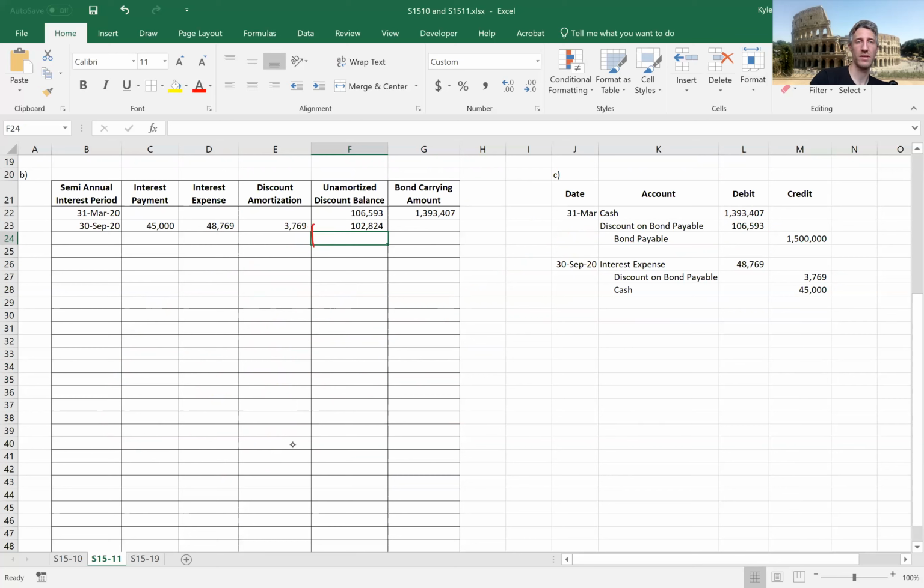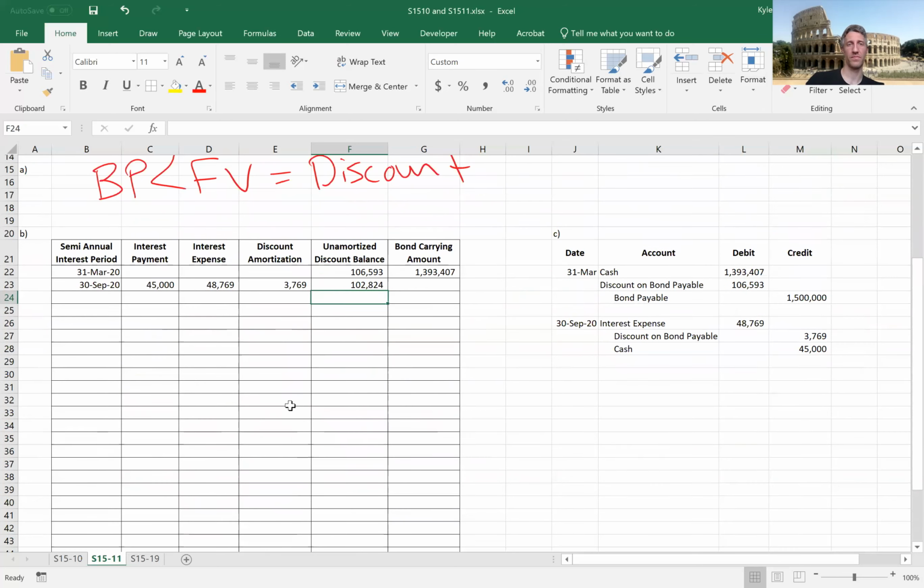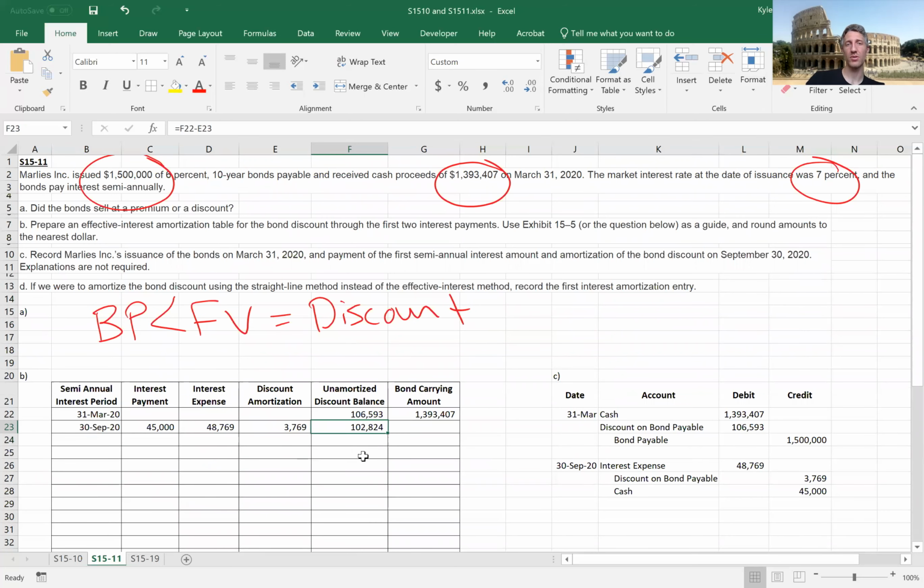Just want to make sure I have a clean sheet. Okay. So since the contra account is lowered, that means the bond's carrying value is going to be increased. This is going to be 1.37 million, or 1.397 million now, sorry. Okay.